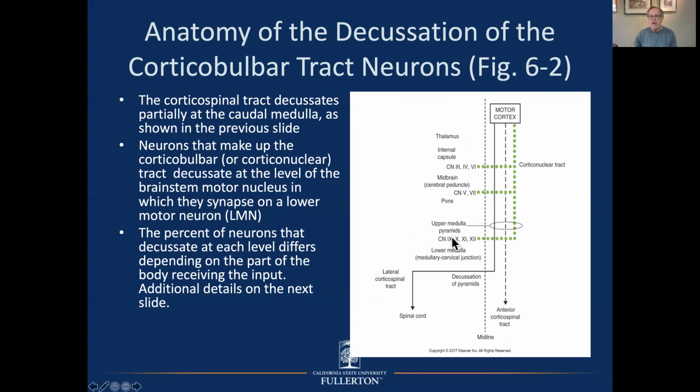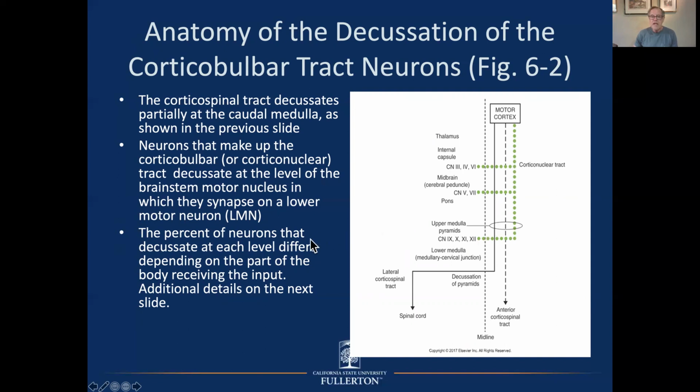And then down here in the medulla, they're referring to cranial nerves, but the cranial nerve here would be the nucleus ambiguus. And then the 12th is the hypoglossal nerve, the hypoglossal nucleus. Okay, so those are the motor nuclei of the brainstem that receive input that we refer to as cortical bulbar or cortical nuclear, and some of those neurons decussate.